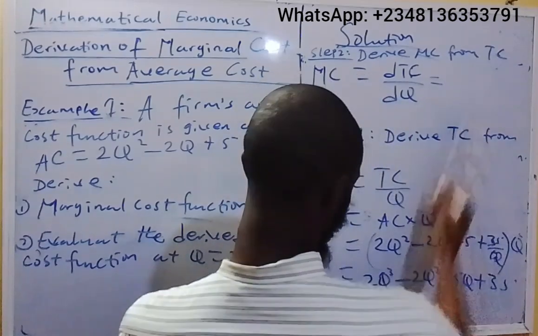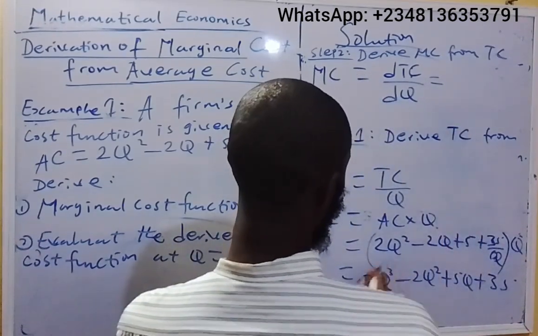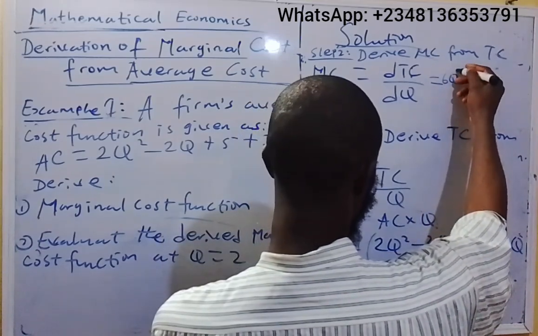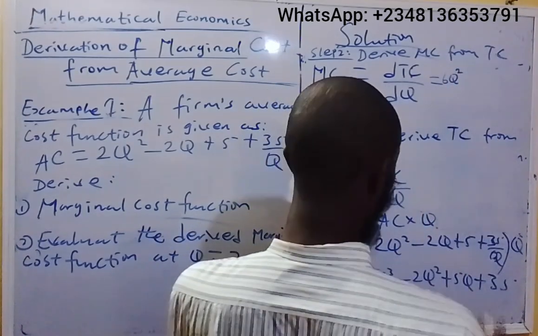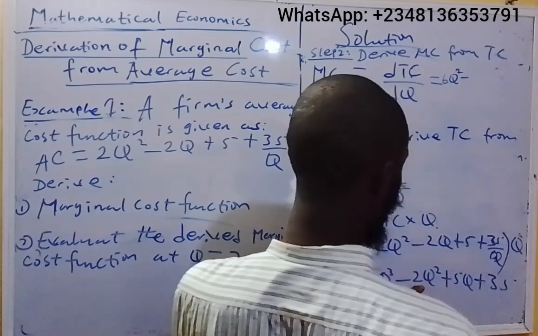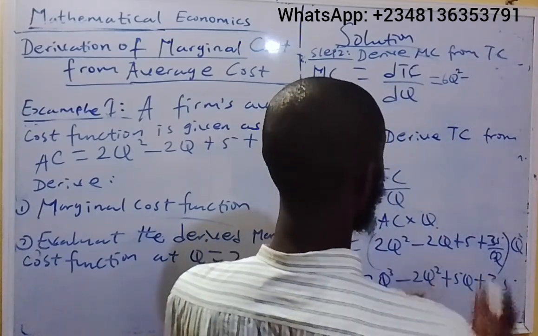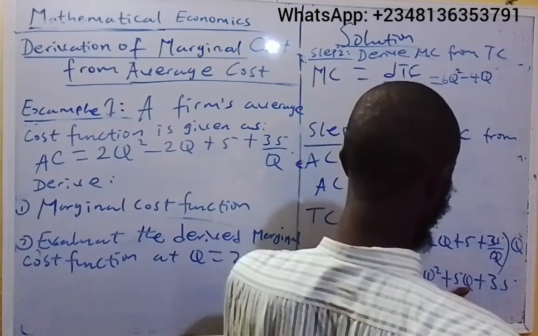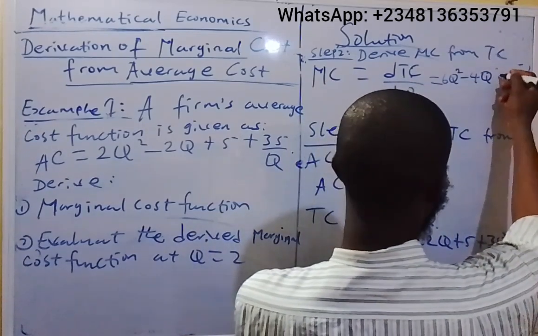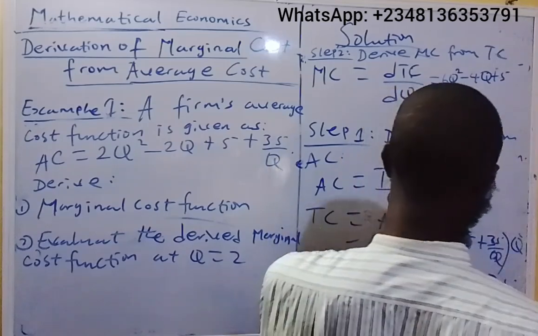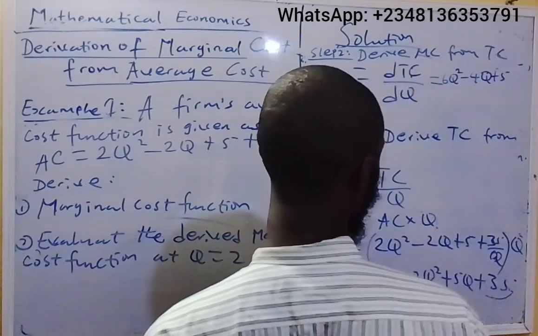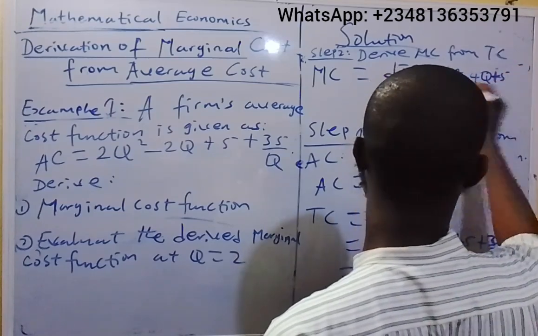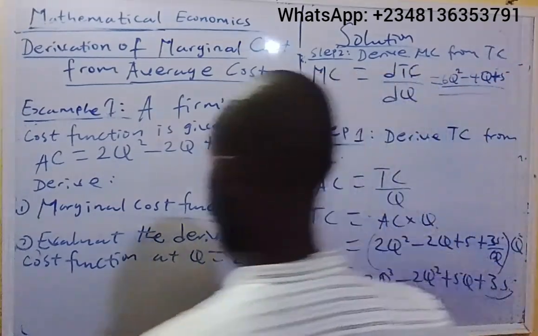We differentiate this. We bring down the power: 3 times 2 is 6, so 6q raised to power 2. Then minus, we have 2q squared; you bring down the power, 2 times 2, we have 4q. Then you differentiate 5q, and you have plus 5, because 35 is a constant, so it becomes 0. So this is our marginal cost function.